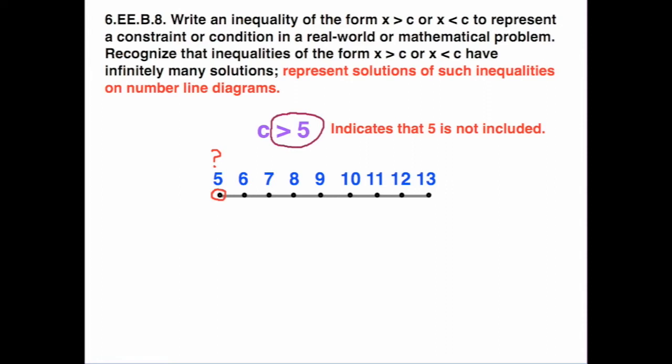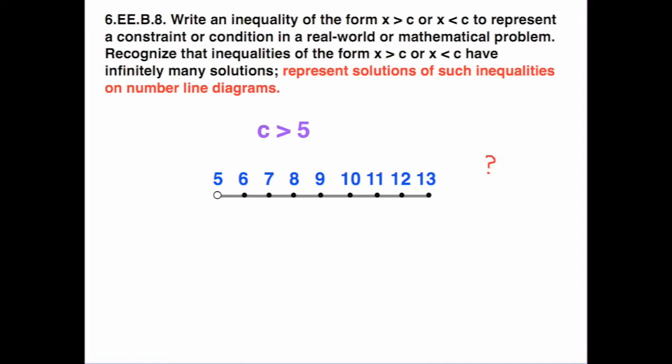So how do we represent that on a number line? Well, when we have a little circle with the interior included, that indicates that it includes that number. If it's just the circle, that indicates that that particular number is excluded. It's not part of the solution set. So here we have C is greater than 5, so the 5 is not included, so we have to put an open circle to indicate that 5 is not part of the solution set.